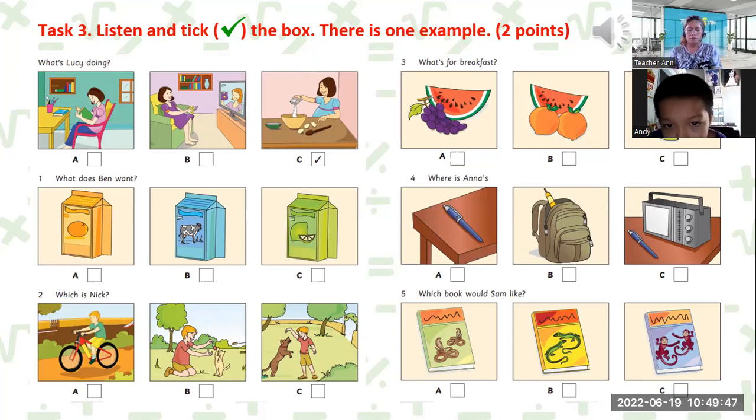Four. Where is Anna's pen? Mum, where's my new pen? Have you got it? No. Look on your desk, Anna. It isn't there, and it isn't in my school bag. Oh, look, there it is, next to the radio. Five. Which book would Sam like? Mum, can I have a book about animals? Yes. Would you like this one with snakes or one with lizards? No, I don't like them. What about this one with monkeys? Would you like it? Yes, it's great.